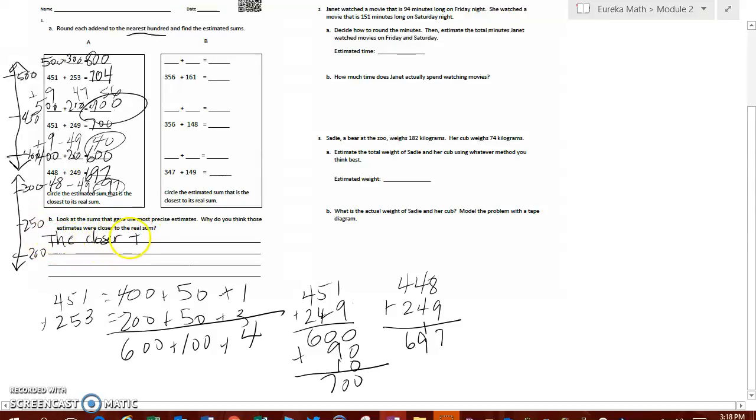closer the actual addend, okay, so those are the two numbers that we add together. They're called addends. The closer the actual addend is to the rounded addend, the more precise the estimate will be. Okay?